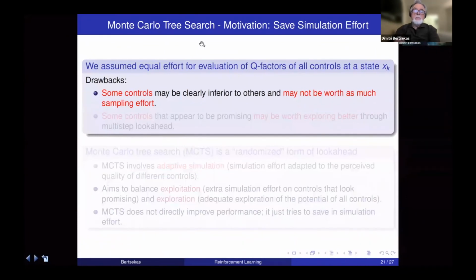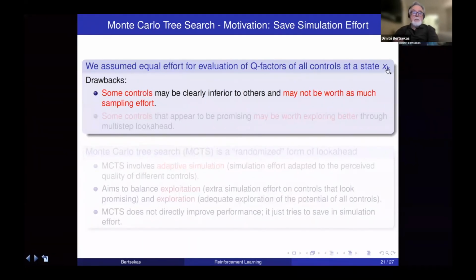Okay, the motivation is to save simulation effort. So far, we have assumed that equal effort is made to evaluate the Q factors of all controls at a state xk, an equal amount of simulation. In fact, in Tesauro's program, it was an equal amount of simulation. The number of trajectories was the same for all possible plays.